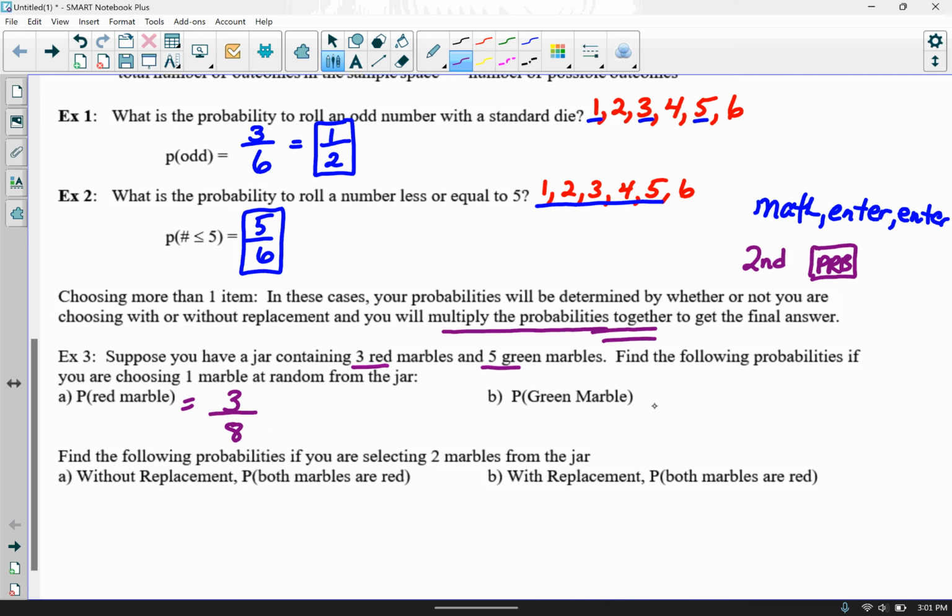Scoot over here to part B. Find the probability that whenever you choose your one marble from your jar, that's green. So how many green marbles are there? 5. Out of how many total marbles in the jar? 8. And again, that cannot be reduced. So that's our final answer.